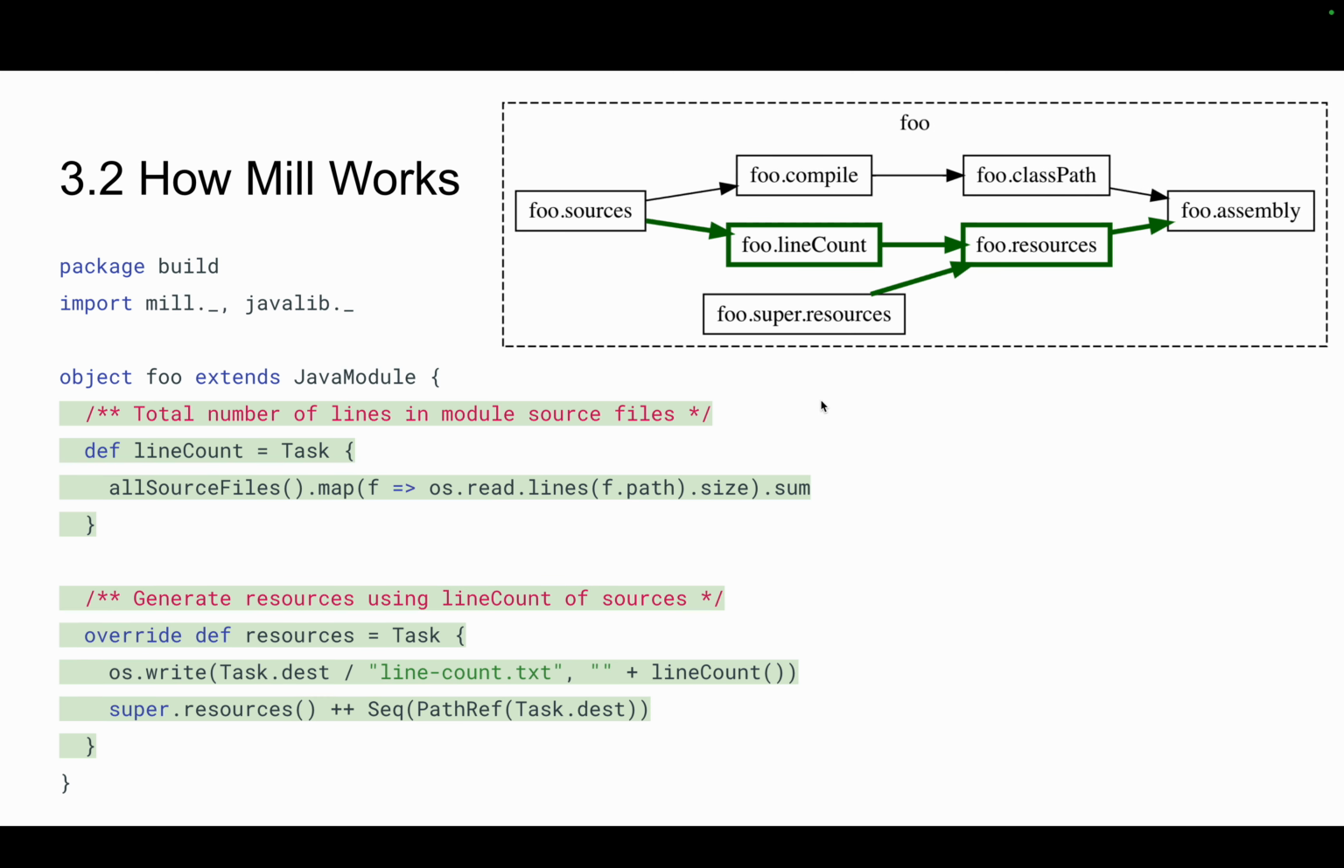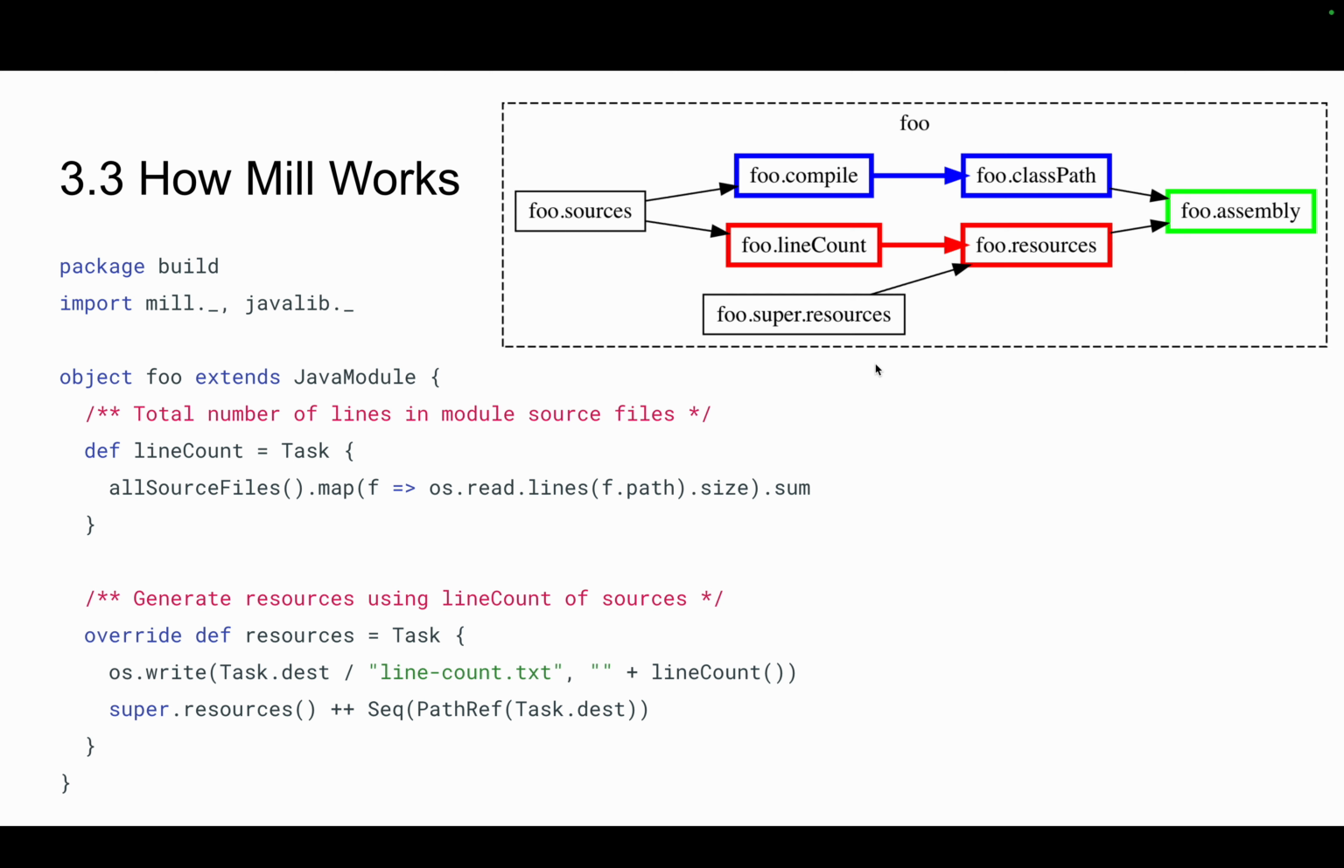When you start doing custom stuff in your Mill build, for example, defining your line count, depending on all source files, and defining resources, overriding the previous resources, calling your line count, but also calling super resources, this adds methods to your object just like any other method definitions with overrides and supers does. You already know how override and super work, so this behaves exactly like that. And it results in the build graph looking like this, where I have foo sources being used in line count, in foo resources, which still uses the super resources, and both resources and class paths still being used in assembly.